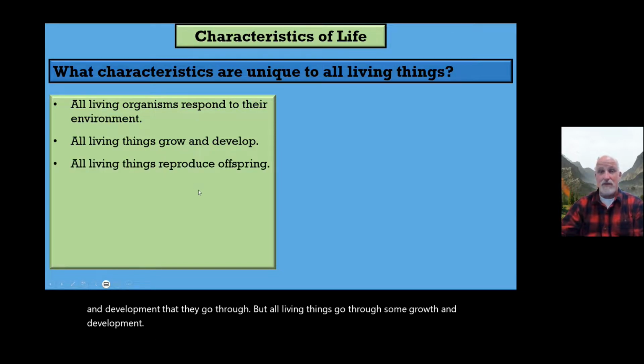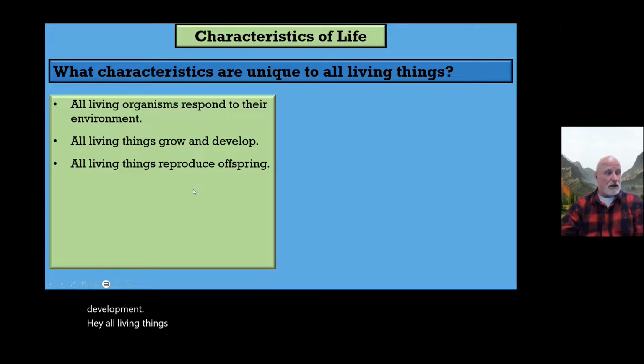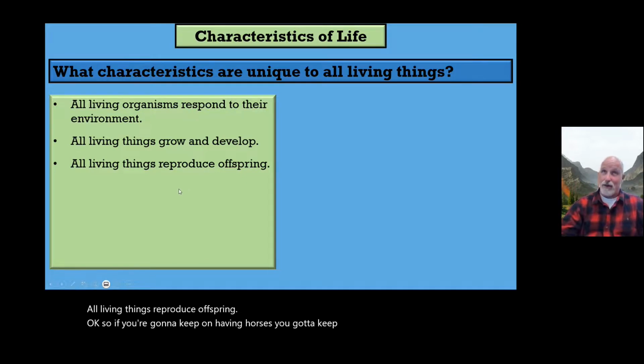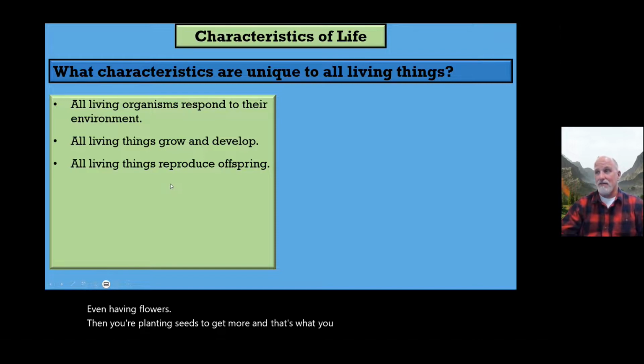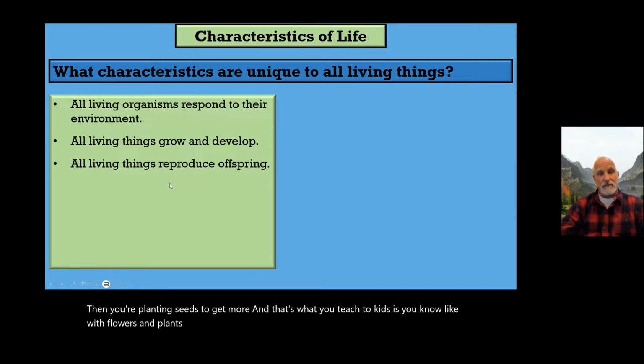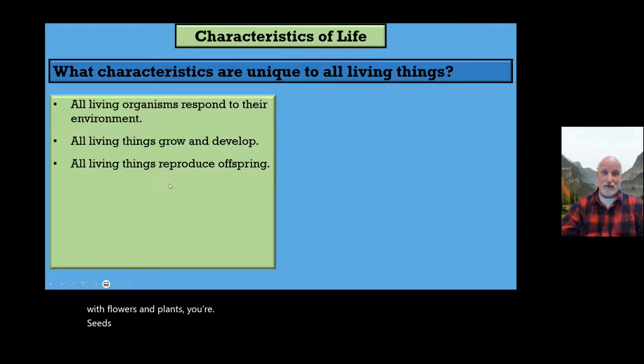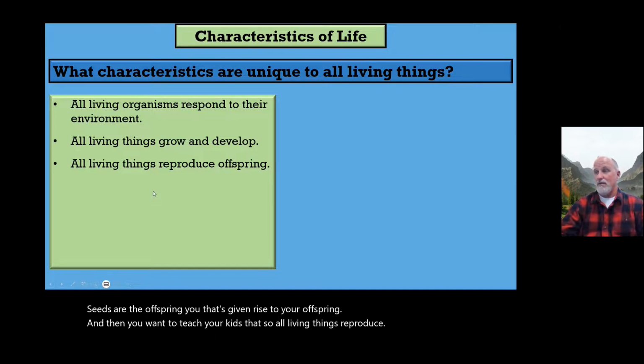All living things reproduce offspring. If you're going to keep on having horses, they've got to keep reproducing. If you're going to keep on having flowers, then you're planting seeds to get more. That's what you teach kids: with flowers and plants, your seeds are the offspring, giving rise to your offspring. You want to teach your kids that. So all living things reproduce offspring.